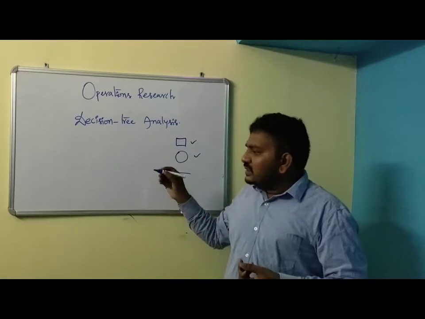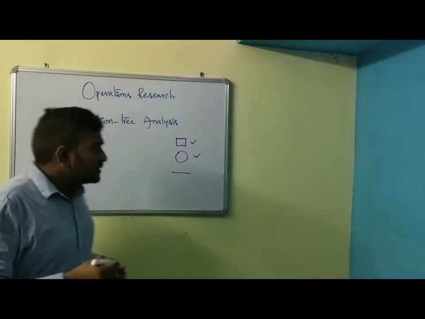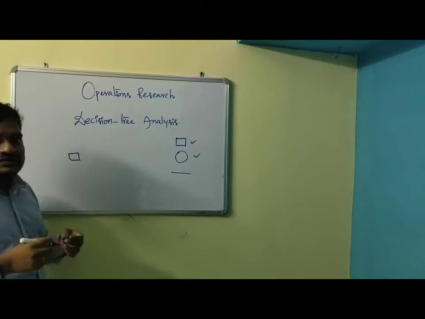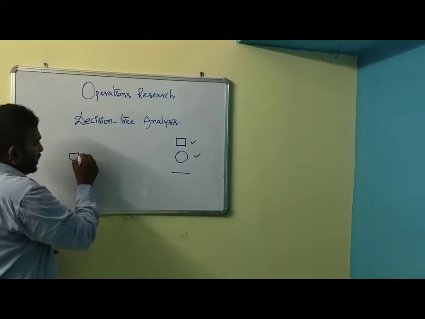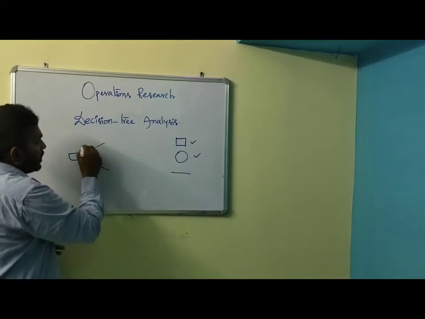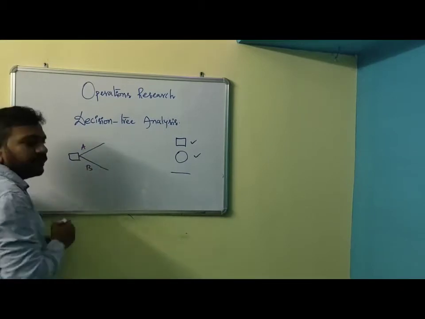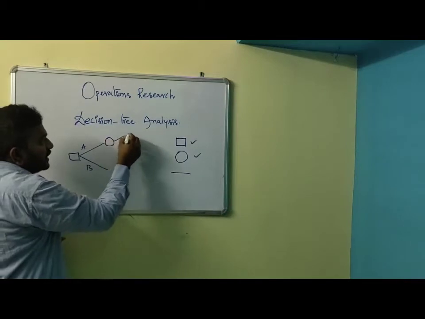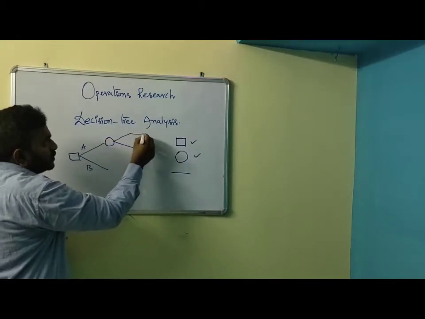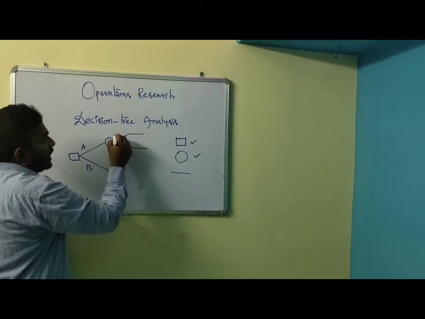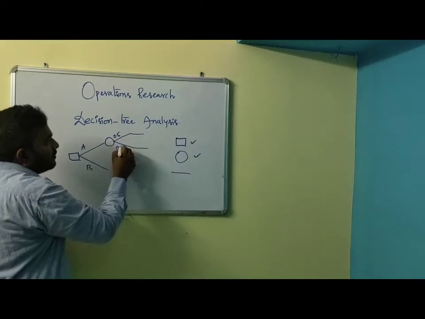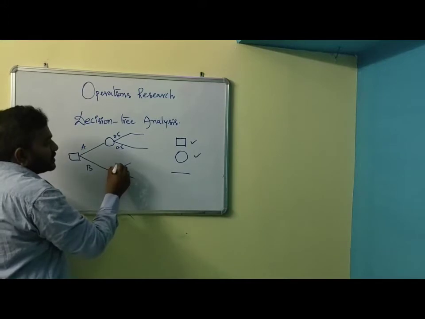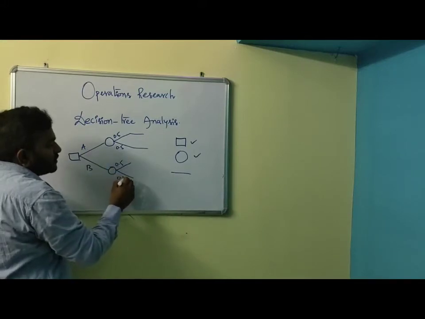The general decision tree looks like this. The decision tree starts with a root node. After that, there are two alternatives for a decision maker, say A and B. If I choose A, then there might be two uncertainties that I don't know, two states of nature with a conditional probability of 50%, 50%. Similarly, B also happens with two states, 50%, 50%.